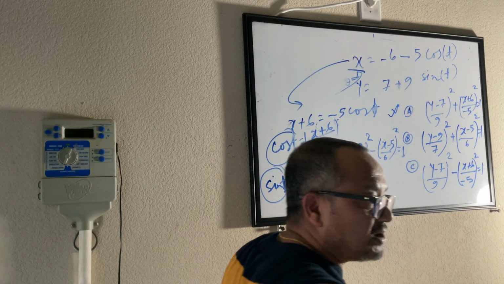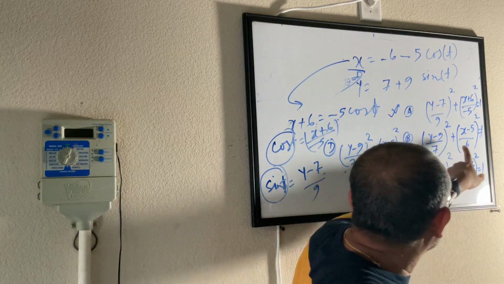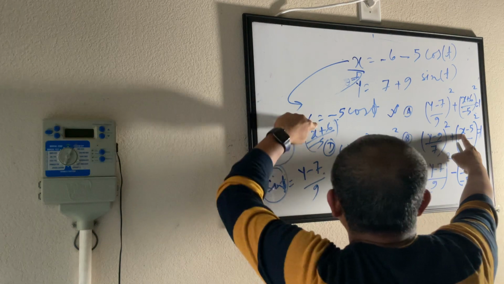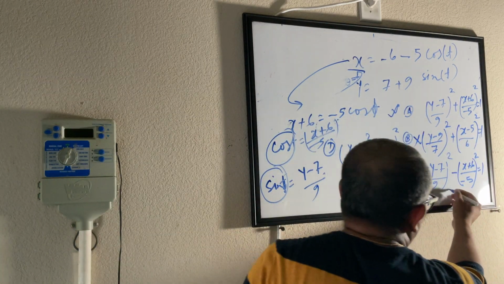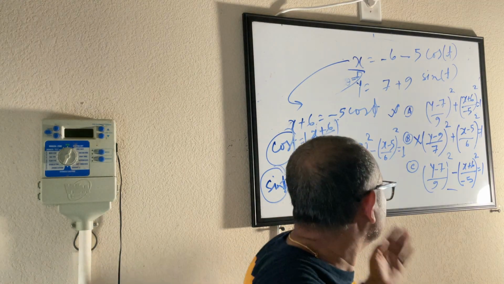This looks like a potential option. This is same thing, but this is different. It's not matching. X minus 5 over 6, we have x plus 6 over minus 5. So this one is not the option. And anyways, minus thing doesn't work, right? Sin square theta plus cos square theta it has to be.